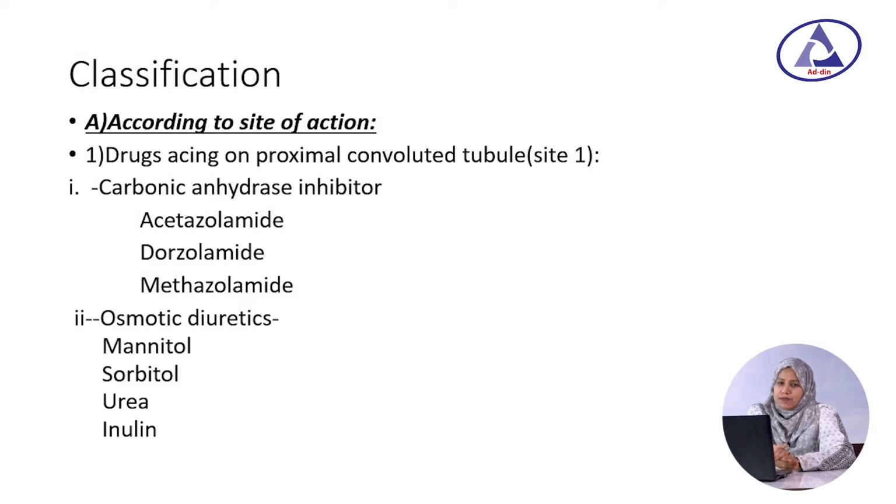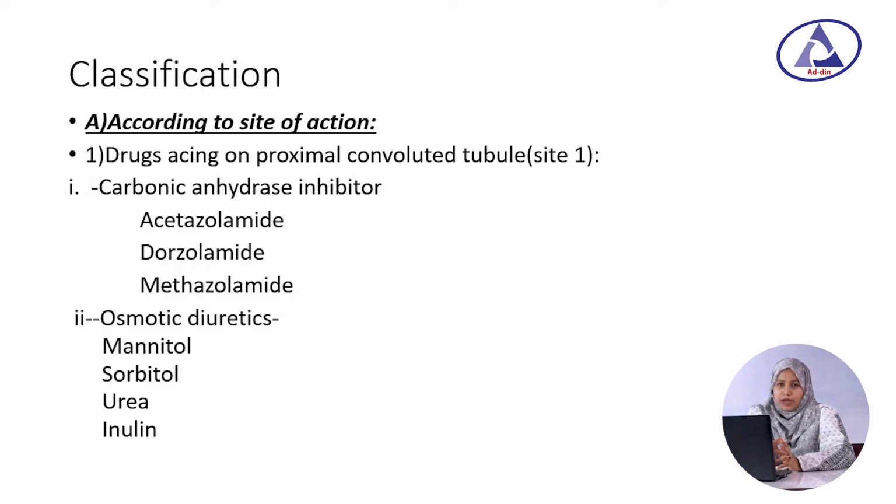It can be classified in many ways. Number one, according to the site of action, where the diuretics act. And what is the site? It is the different parts of the kidney. It can be classified into site 1, site 2, site 3 and site 4. And what is site 1? That is the drugs acting on the proximal convoluted tubule.